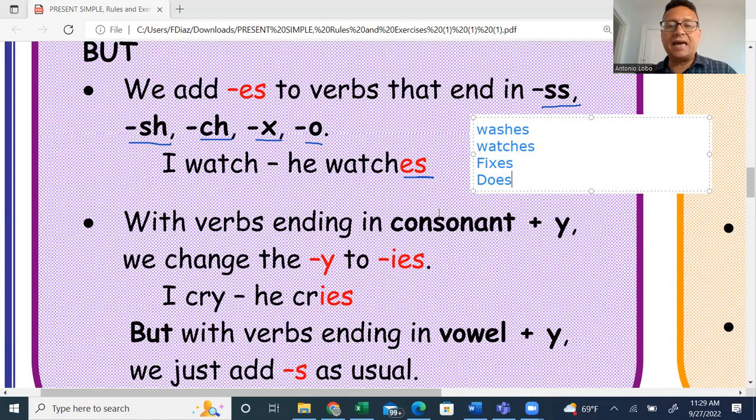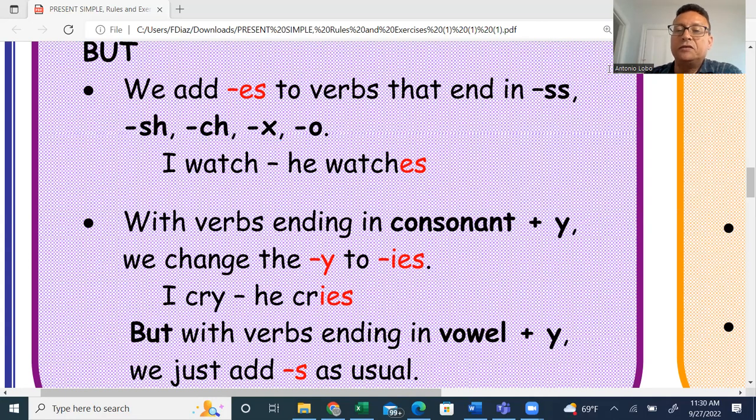Oh, SS, like the word guess. I guess. Okay? When the word finishes in double S, I put ES. I guess, he guesses. Right? This is called the third person singular. It's very important that we all understand this. Okay? Let's move forward.